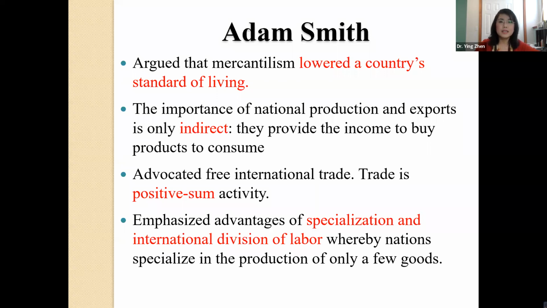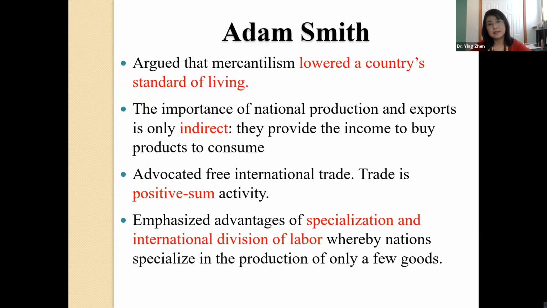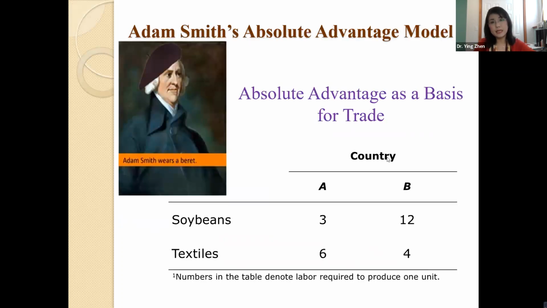And he advocated free international trade. So trade is a positive sum activity. Why is that? So he gave us a very simple example where he emphasized advantages of specialization and international division of labor, whereby nations specialize in the production of only a few goods. Yeah, so this example is also very easy for students to follow.